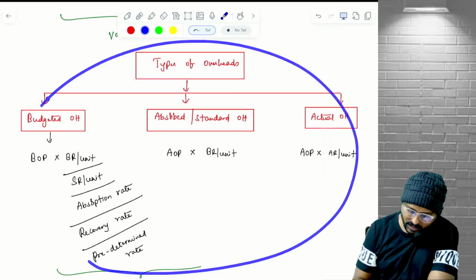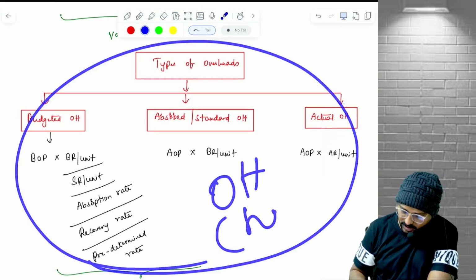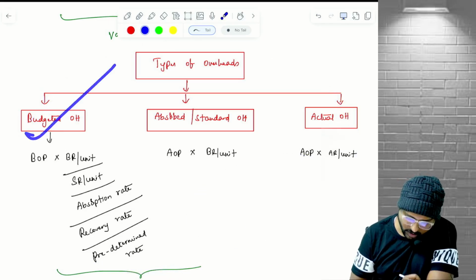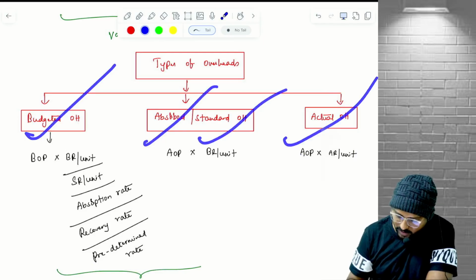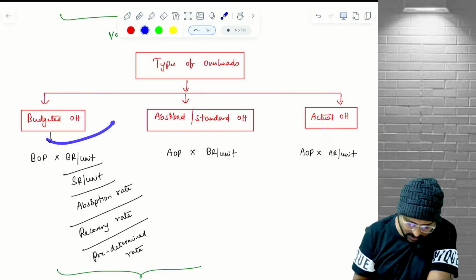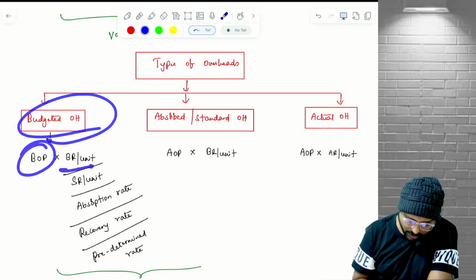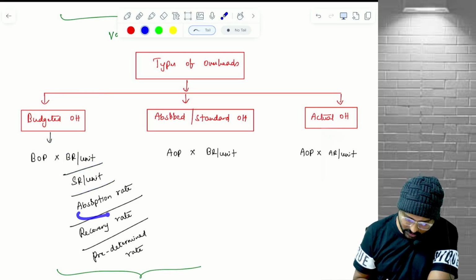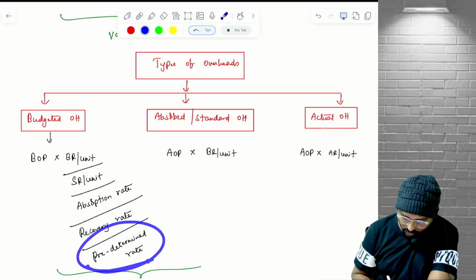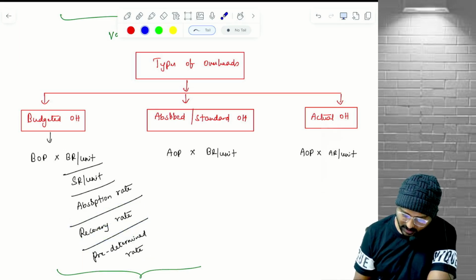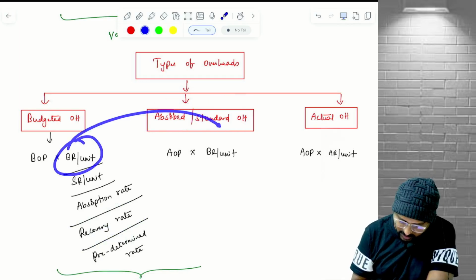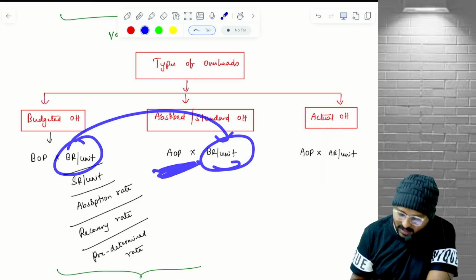Now, the same goes with overheads. This is not something new. We have seen this in the overheads chapter. Correct? We have three types of overheads. What are they? Budgeted overheads, absorbed or standard overheads, and actual overheads. What is budgeted overheads? Budgeted output into budgeted rate per unit, which can also be called standard rate, absorption rate, recovery rate, or predetermined rate. Clear? Absorbed or standard overheads means we take the budgeted rate only, but we multiply with actual output.